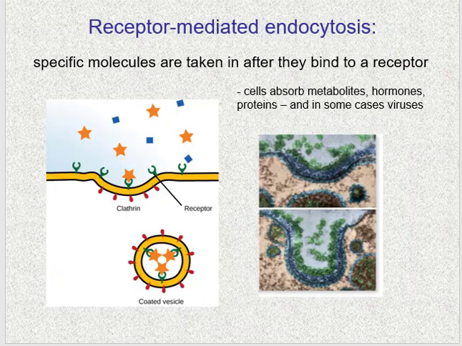Now, another type of endocytosis is called receptor-mediated endocytosis. In this case, specific molecules will be taken in after they bind to a receptor. Now, the process for receptor-mediated endocytosis is basically the same as the other types of endocytosis, except first, the receptor will bind, and then the plasma membrane will invaginate and engulf the particle and bring it into the cell.